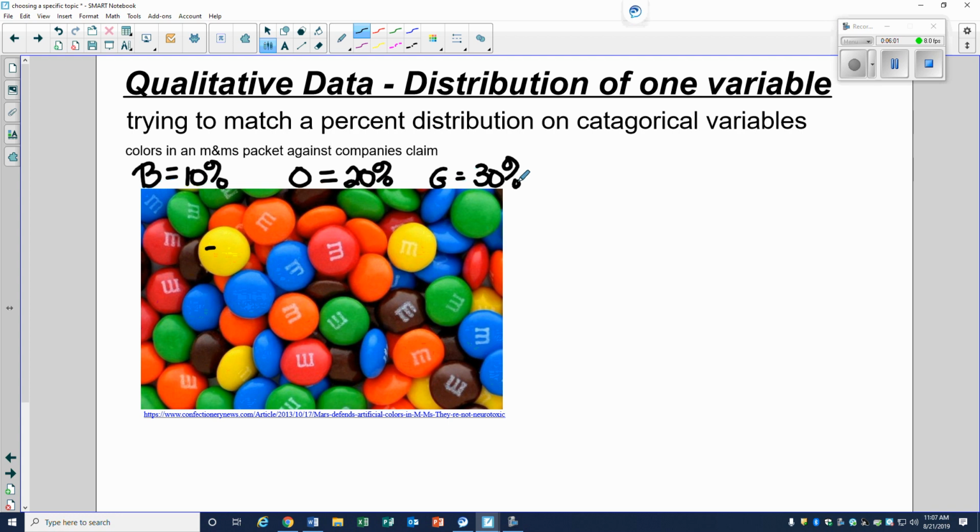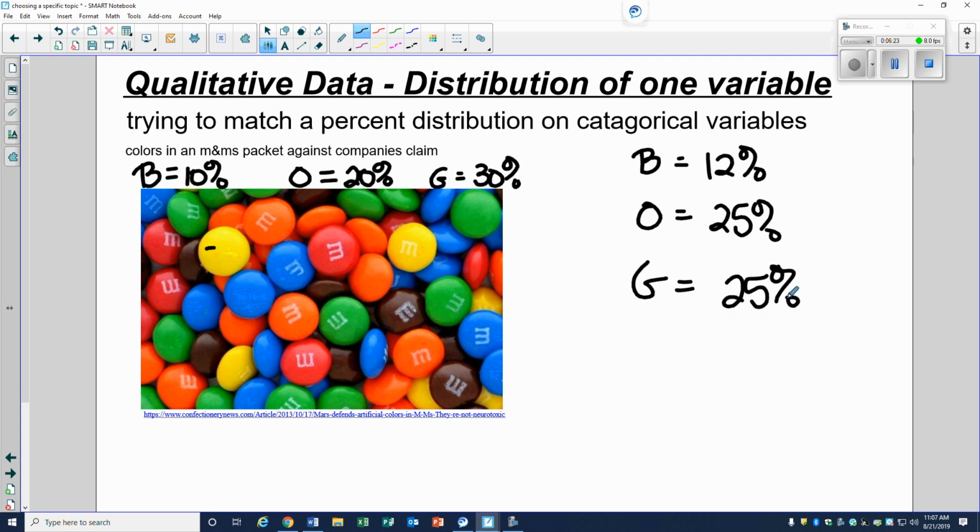So what you would be doing is getting a package of M&Ms, and you would be recording for each variable what you got. Blue, orange, green. Well, in my package, I got 12%. And in my package, I got 25% orange. And so on and so forth. And you would be taking these values and comparing them back against the percentages that were given to you to try to determine if what they claim to be in their packaging is actually true.